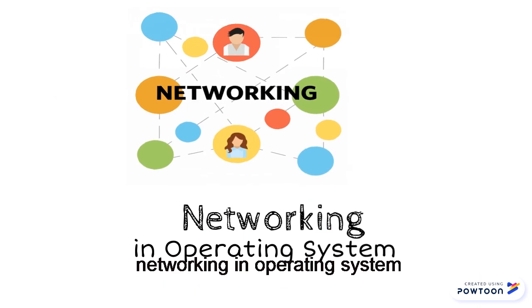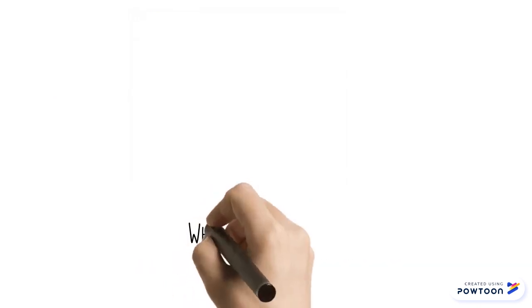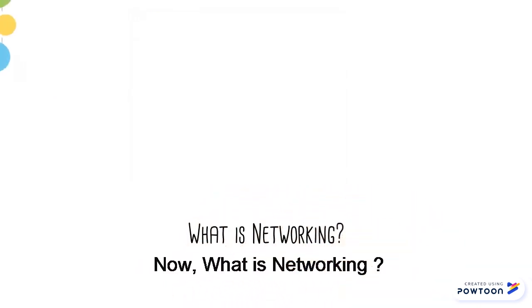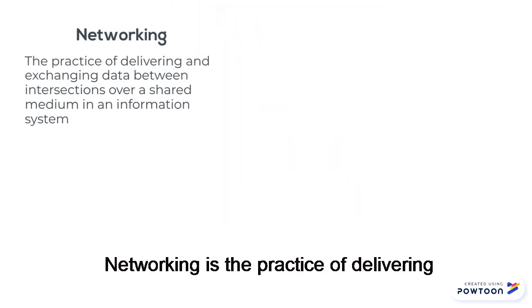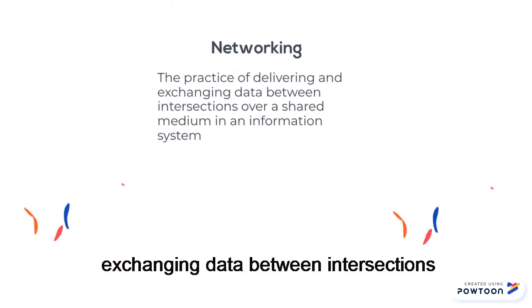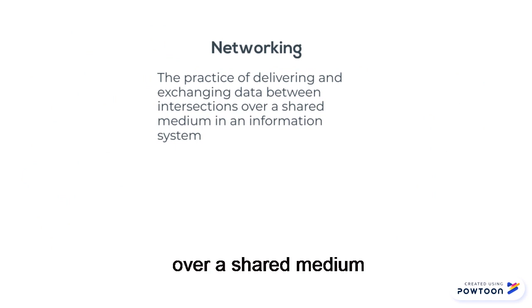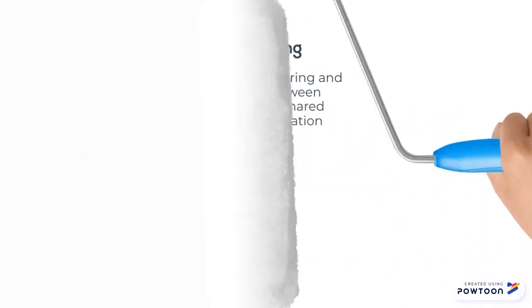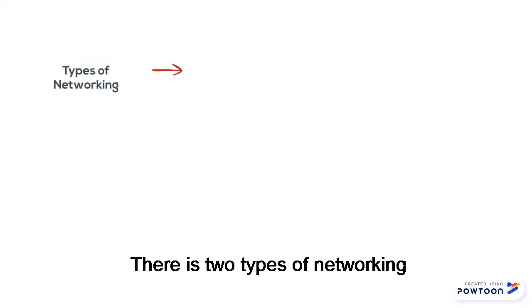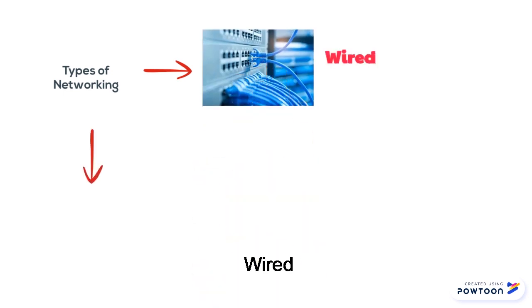Hi everyone. Today we will discuss networking and operating system. Now, what is networking? Networking is the practice of delivering and exchanging data between intersections over a shared medium in the information system. There are two types of networking, wired and wireless networking.